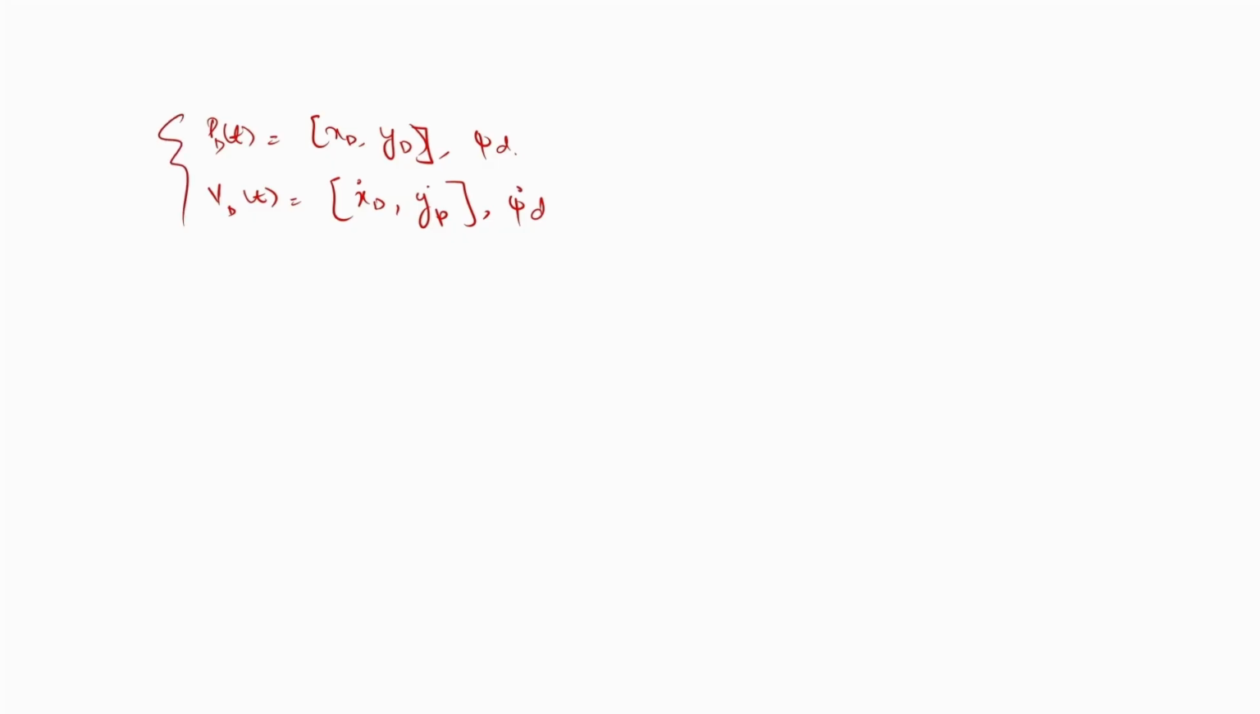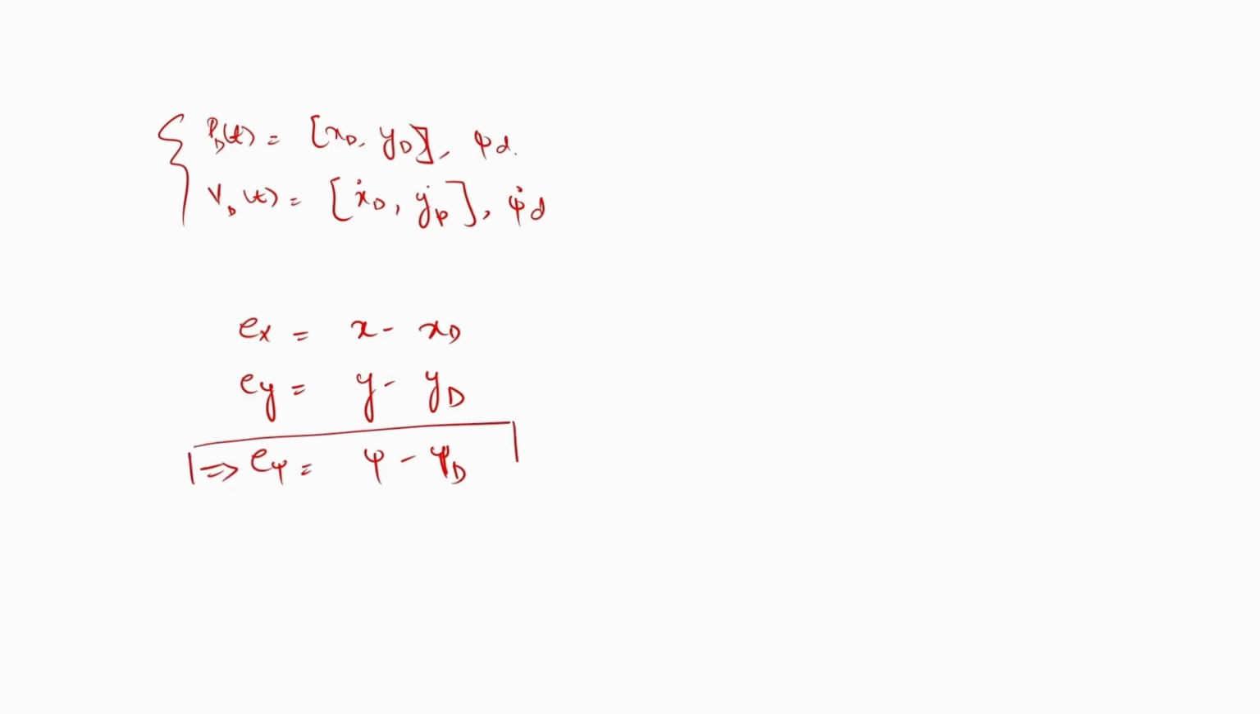So what we are going to do is, firstly, let's define a tracking error. So the tracking error is defined as x minus x desired. And we can similarly define it for the position along the y-axis, y minus y desired. And similarly for the yaw angle, psi minus psi desired. Okay, we will need this later on. So let's begin with this one firstly.